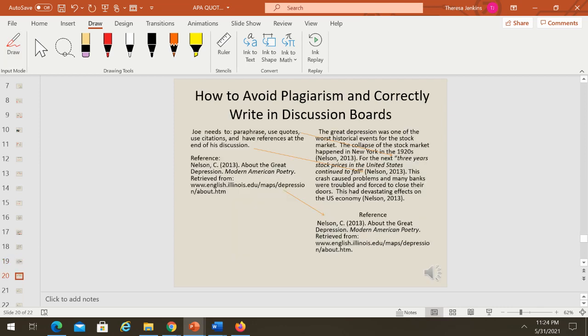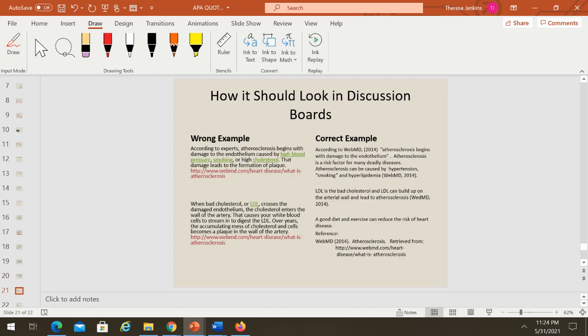Now, remember our example of poor Joe who received an F on his paper for copying. Joe needs to paraphrase. He needs to use quotations, use citations, and have a properly formatted reference in his discussion. You can see that Joe has used a year, and because he has used a year, he has a citation. Joe also uses a quote, and after his quote, he has his citation, and then he has some paraphrasing, and then he has his citation, and a correctly formatted reference, not just the URL at the end.